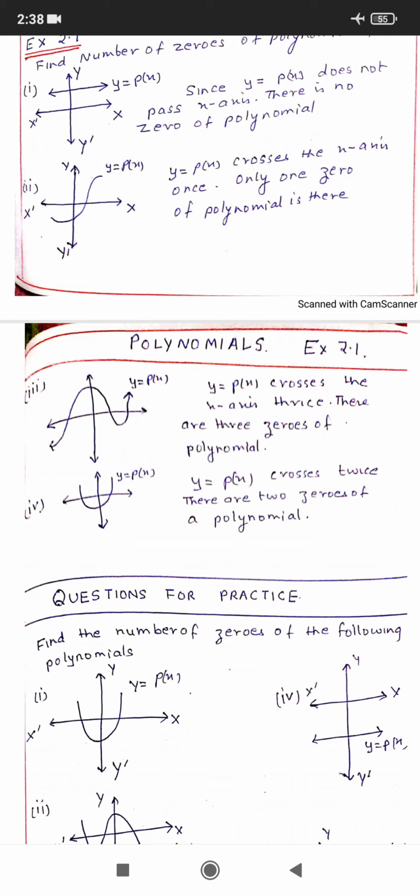So let us go ahead. Fourth part is y = p(x). y = p(x) crosses the x-axis at 2 points. As you can see, it is a U-shaped curve, and this U-shaped curve is cutting the x-axis at 2 points. So how many zeros are there? There are 2 zeros of the polynomial.